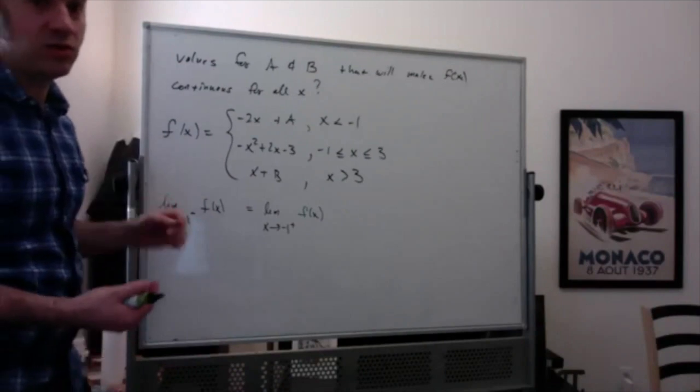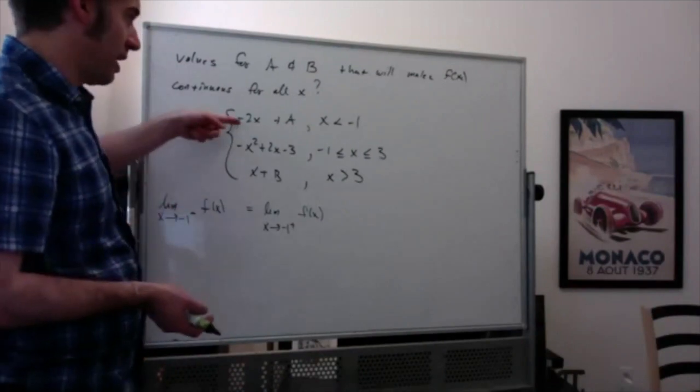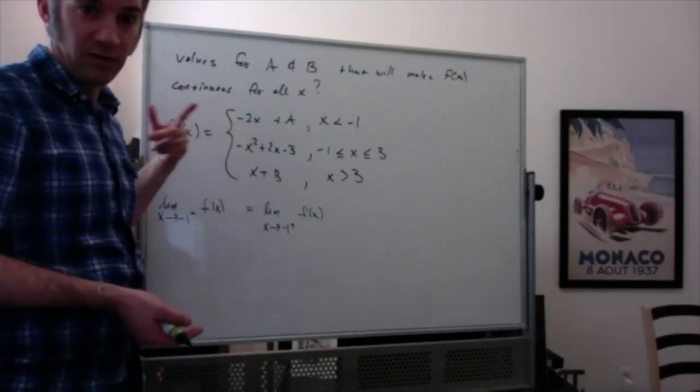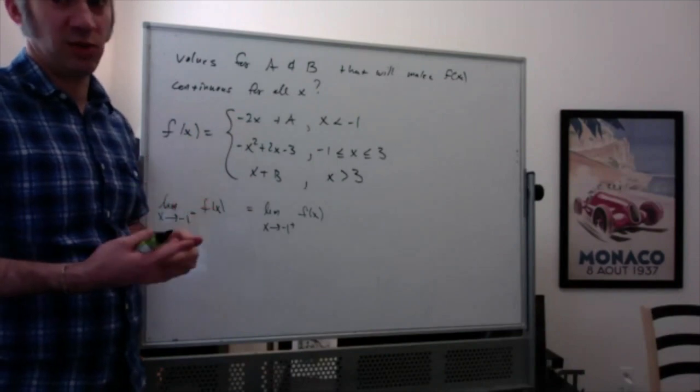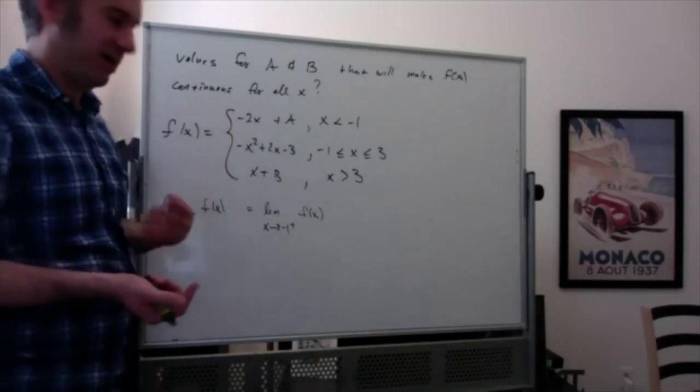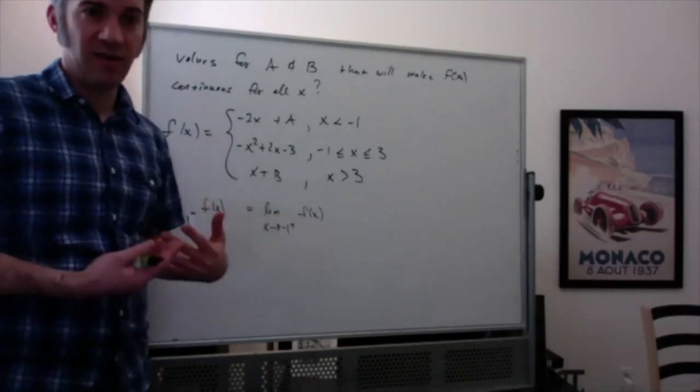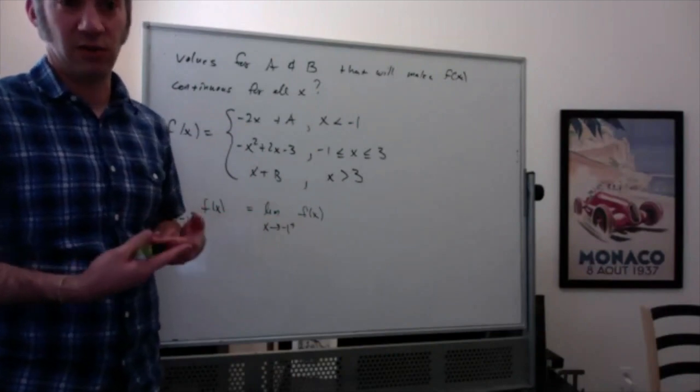Now this is going to just end up amounting to plugging in negative 1 here and negative 1 here and setting them equal to each other. But I get the impression your teacher would probably like you to talk about the fact that you need the limits to be equal because that's part of the definition of continuity.